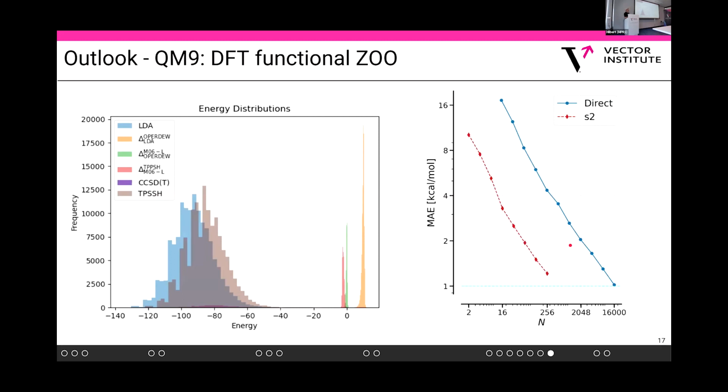However, I do not have timing, so they didn't publish timing. So what I have to do now is I do reference calculations, take the timings, train a model, predict the timings, then put the timings and the errors in my Bayesian optimization, and then I will get better ratios for multi-level learning. And here's just a plot of the energy distribution. So basically LDA and the TPSSh, and here are the deltas of those.